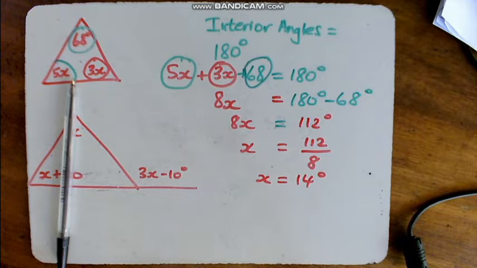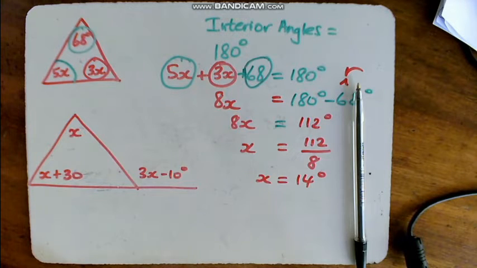By substituting back into the x there and the x there, we can then substitute and add it all up. We should get 180. Don't forget, something is missing there. The reason is interior angles of a triangle is equal to 180 degrees.